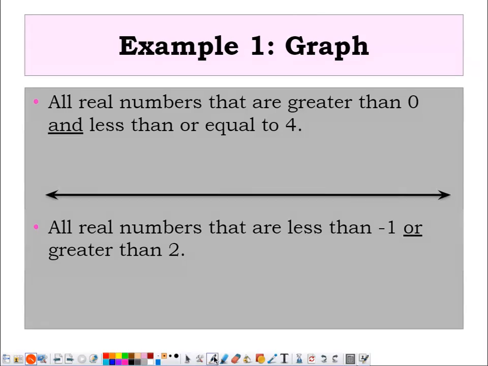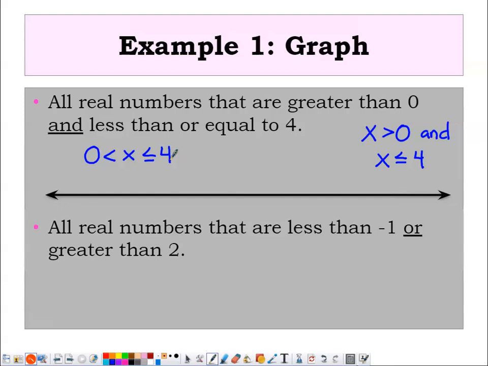So I'm going to go ahead and write it so that we see it in terms of a variable. So all real numbers, that is just x. We want all real numbers that are greater than 0 and less than or equal to 4. So we can write x is greater than 0 and x is less than or equal to 4. Or if you prefer writing it in just one line, we can write it like this: 0 is less than x is less than or equal to 4. Either case that you write it, it looks good to me.